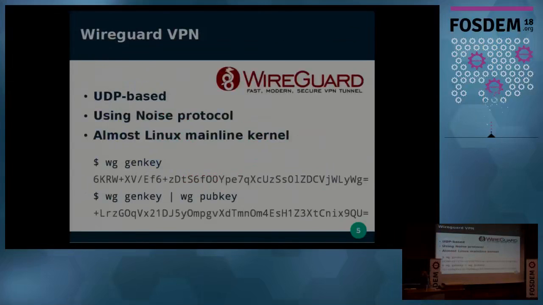The other part that I use to set up these peer-to-peer connections is the wireguard VPN. It's also UDP-based. The crypto is based on the noise protocol. And currently, the wireguard developers are working to get this into the mainline kernel. And it looks quite good that it's getting into the kernel next month. The keys are actually quite simple. With this command, you can create a key. It's 256 bits, here encoded as base 64.